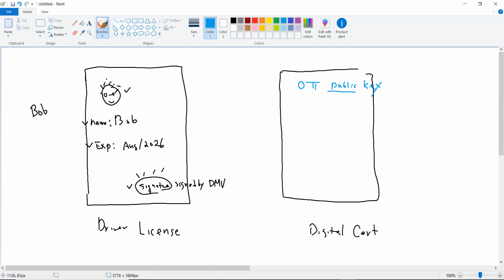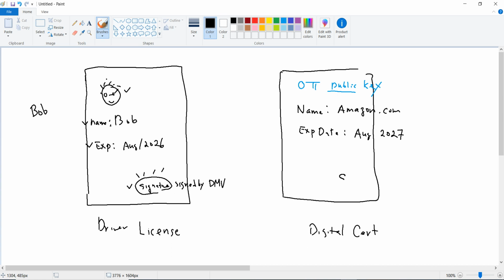And then the name. What is the name? The domain name is Amazon.com. And of course there's an expiration date. Let's say this is valid from August 2000-whatever till, let's say, August 2027. So that's valid till this date. And finally, there's a signature.